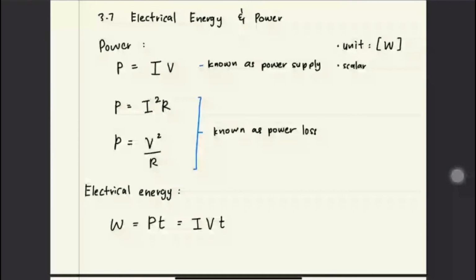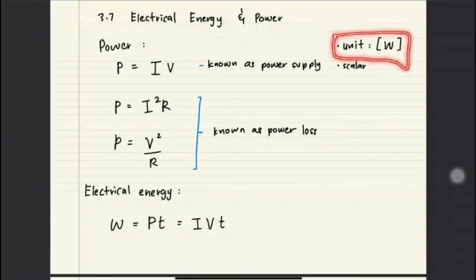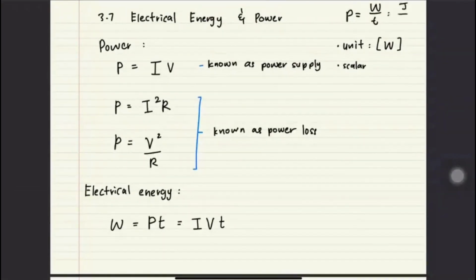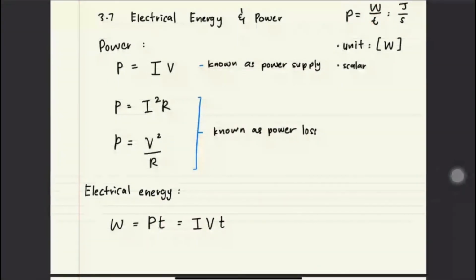So the unit for the power will be in watt. This sebenarnya adalah power by definition is equals to work per second. So power sebenarnya adalah work per time. So joule per second. That joule per second is what we call watt. It's a scalar quantity, so you don't have to worry about the direction. So in terms of electrical energy, is basically the work done lah. So work equals to P multiplied by T. Power times time. And then if I substitute my first part over here, I should get IVT.